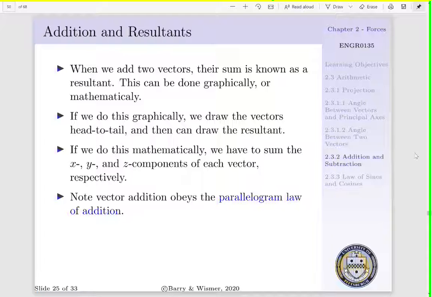Note, vector addition obeys the parallelogram law of addition. Please click the hyperlink to read more.